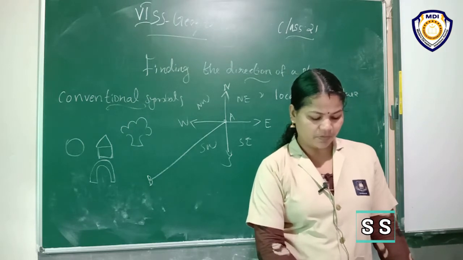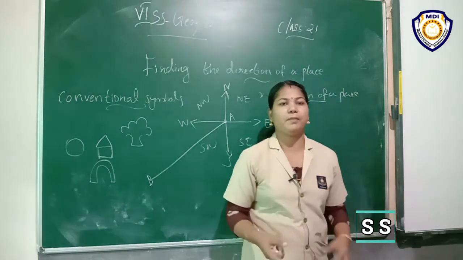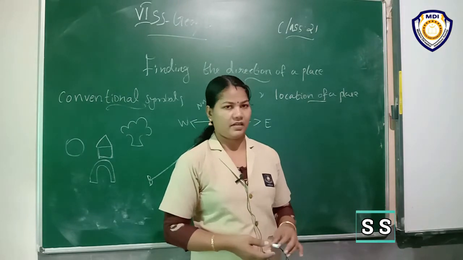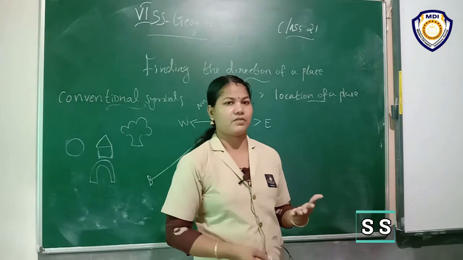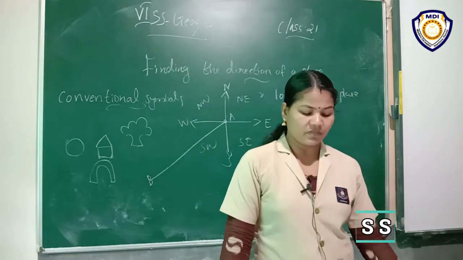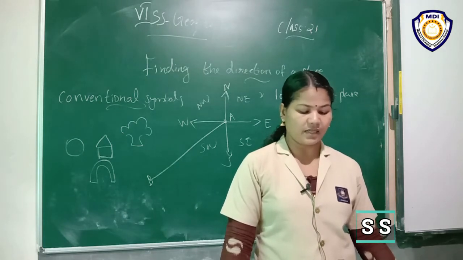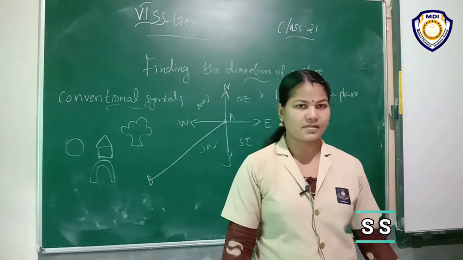If different people use different symbols to draw a map, it would be difficult to understand each other's map. We can't identify them easily. People all over the world use the same set of symbols and there is an international agreement on these symbols. These are called conventional symbols. Is it clear?